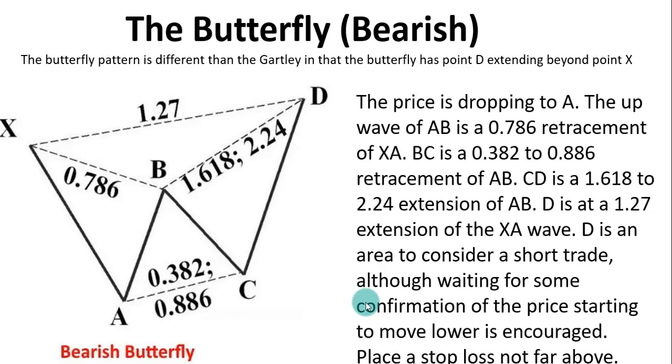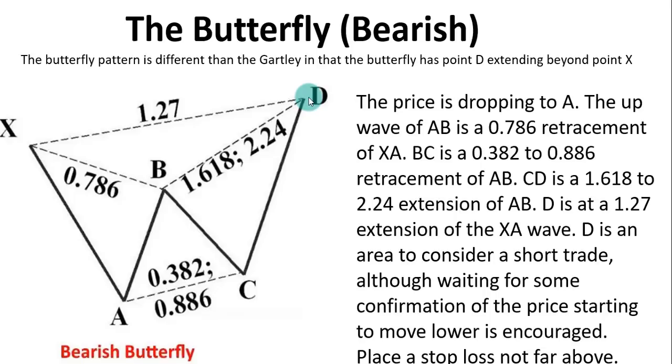Let's look at the next pattern, which is called the butterfly. The butterfly pattern is different from the Gartley in that the butterfly has point D extending beyond point X. So in the butterfly, the end point, which is the D point, is extended beyond the starting point. X was the starting point, but look at the D point.